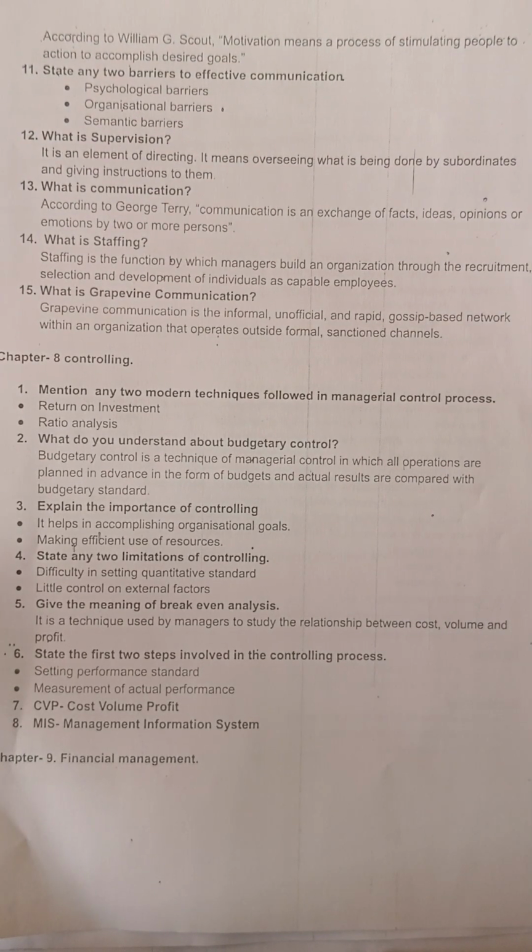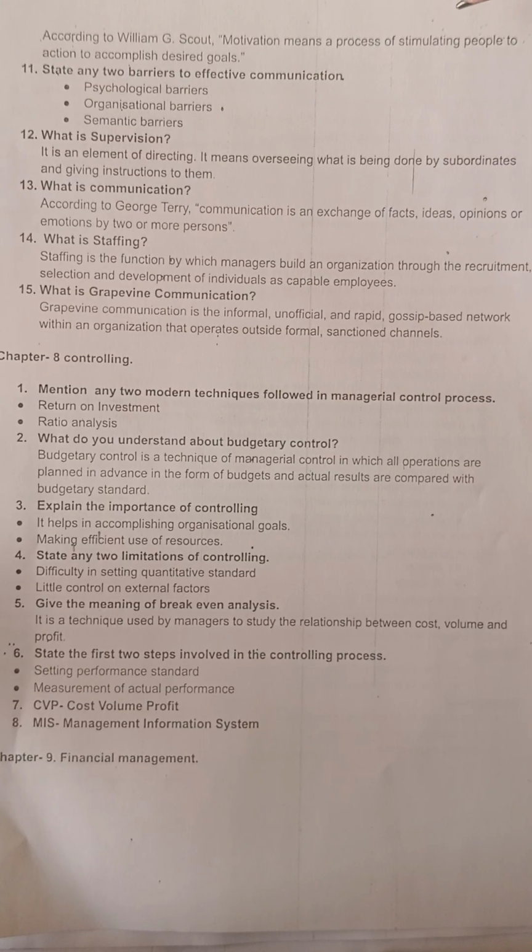According to William G. Scott, motivation means a process of stimulating people to action to accomplish desired goals. Next, state any two barriers to effective communication: psychological barrier, organizational barrier, and semantic barrier. Next, what is supervision? Supervision is an element of directing. It means overseeing what is being done by subordinates and giving instructions to them.